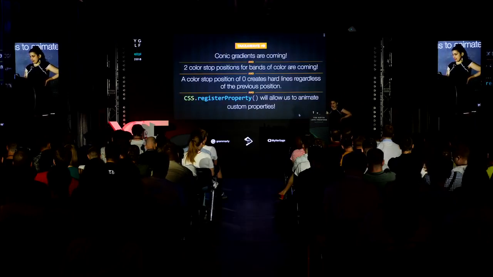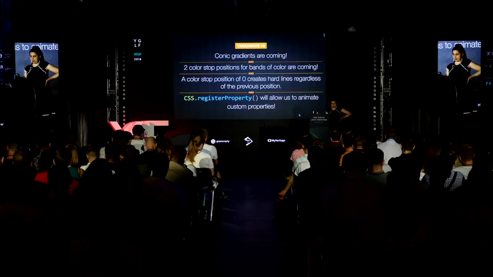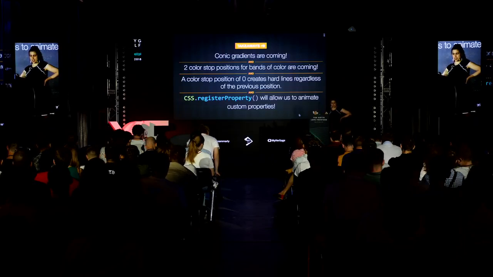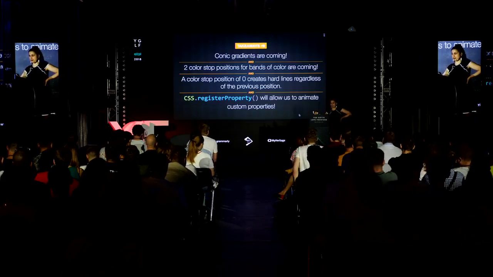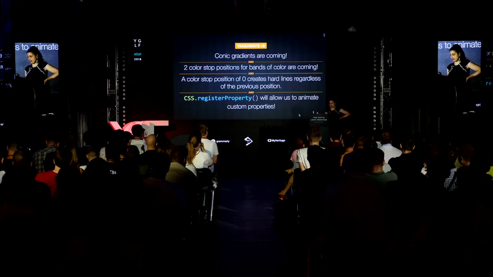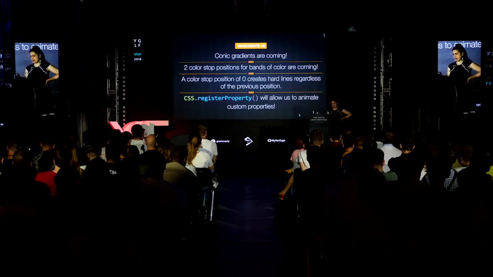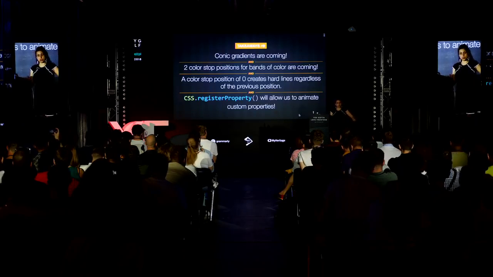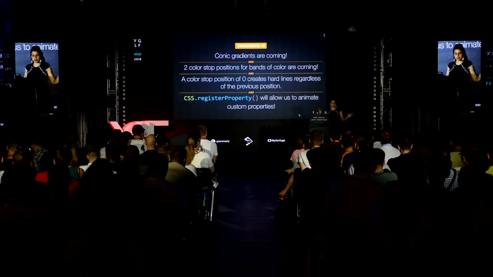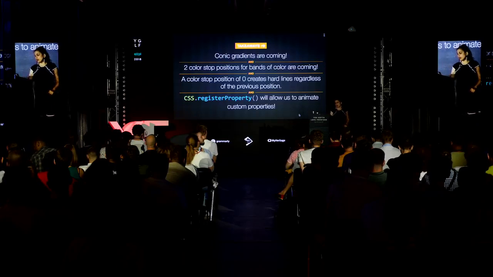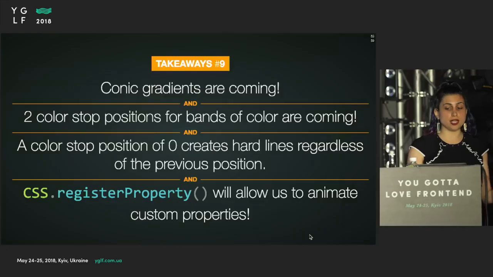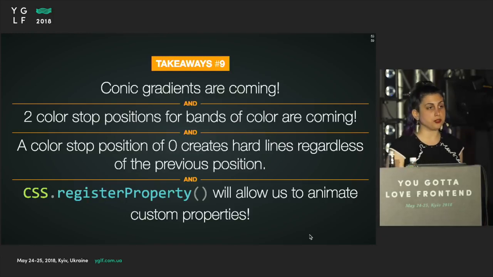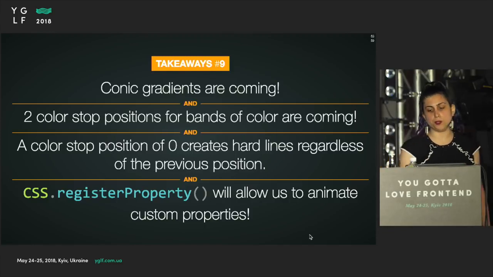So, some takeaways from this. Conic gradients are coming, finally. I proposed them 5 years ago, and I've been putting so much work into them. I'm so glad that it's finally happening. Also, 2 color stop positions for bands of colors in gradients, and not just conic gradients, but also all gradients. That's coming too. A color stop position of 0 creates hard lines regardless of the previous position. And CSS.registerProperty will allow us to animate custom properties, opening up a lot of cool use cases.